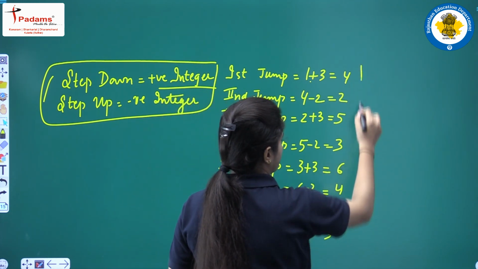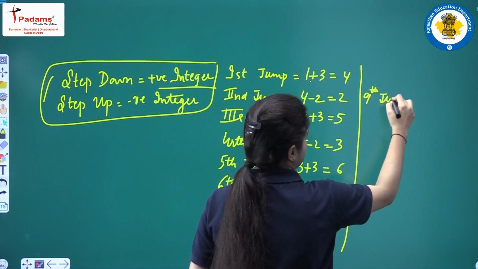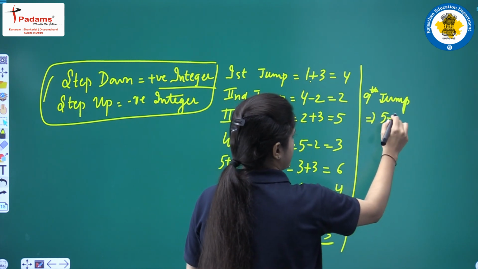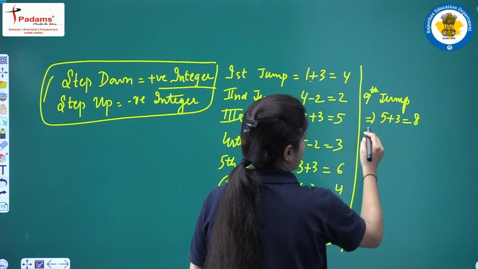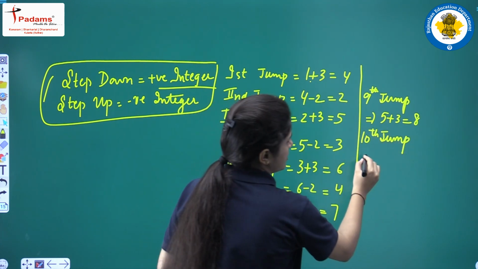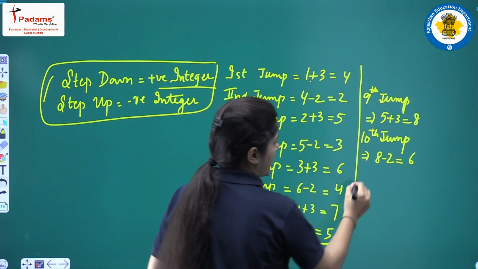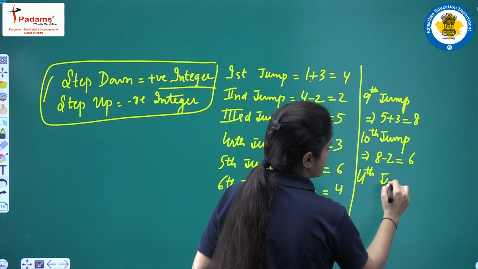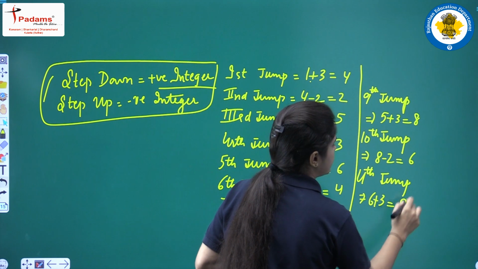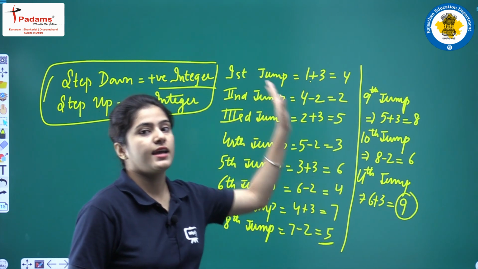Now ninth jump, 5 plus 3 is equals to 8 steps. Okay, 10th jump, the 10th jump is 8 minus 2 is equals to 6. Okay, and in 11th jump, 6 plus 3 is equals to 9. So clearly we are reaching the 9th step in 11 jumps.